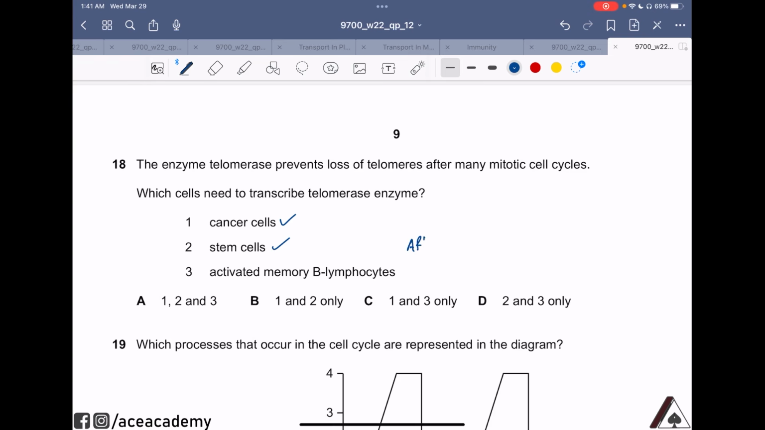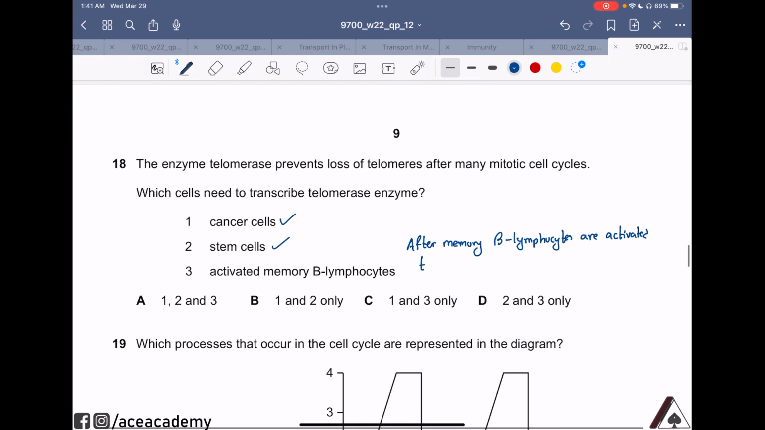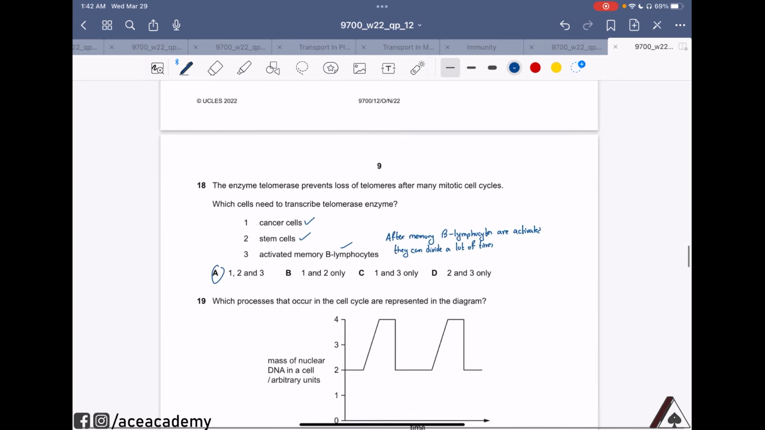Well, after memory B lymphocytes are activated, they can divide a lot of times. So these also require a lot of telomerase enzymes. So one, two, three, all of them are correct, which leaves us with A as the correct option.